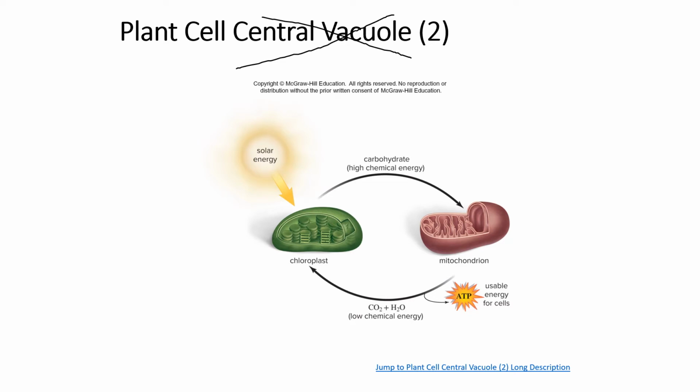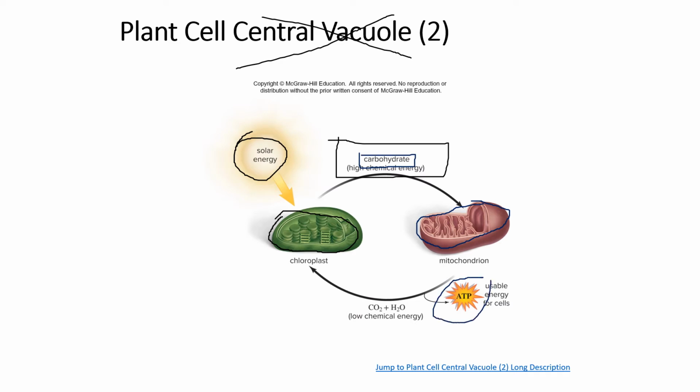These are the energy organelles. Your chloroplasts are only in your plant cells, but they can take sunlight and water and CO2, and they can make carbohydrates. Your mitochondria are in plants and animals, and your mitochondria can take carbohydrate and oxygen, and they can make energy, ATP.